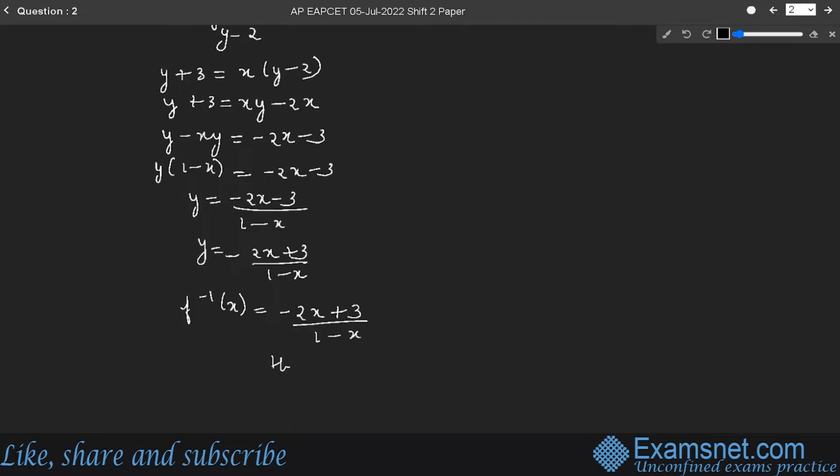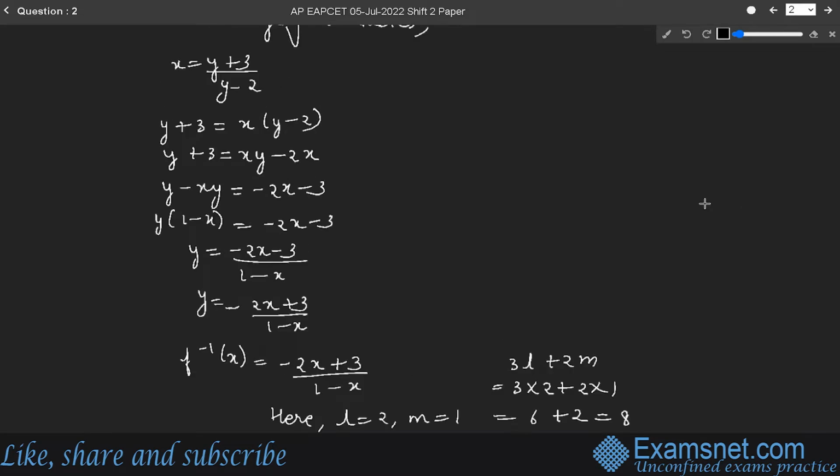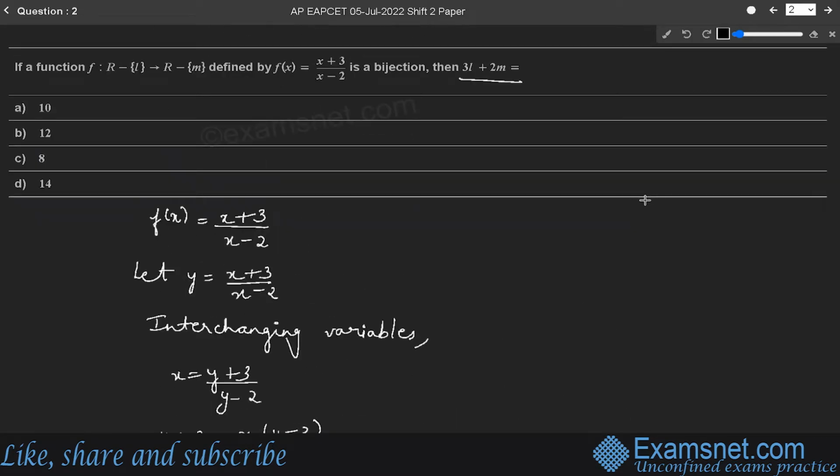Here you can see that L is equal to 2 and M is equal to 1. We have to calculate the value for 3L plus 2M. So substituting the values here, it will be 3 into 2 plus 2 into 1, which is equal to 6 plus 2, which is equal to 8. Therefore, we can say that the required value is 8. So the correct option here is option number C, which is 8.